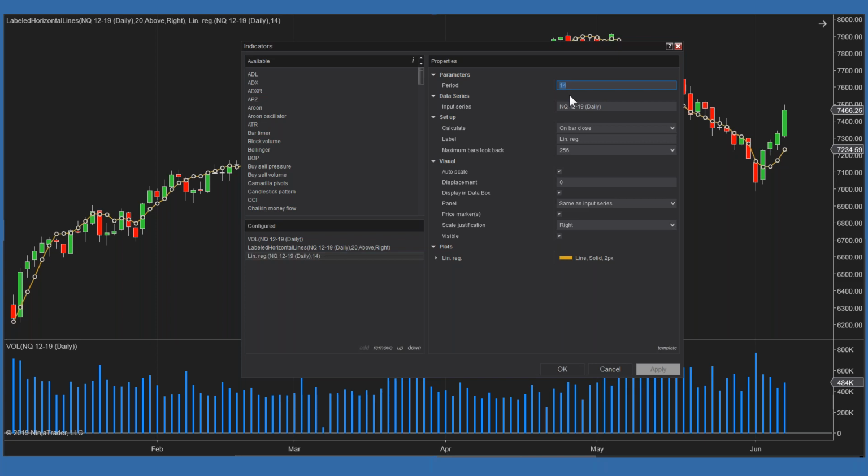The other popular setting is 20. So you can go with 20. The reason a lot of traders like 20 is because there are 20 trading days in a month.